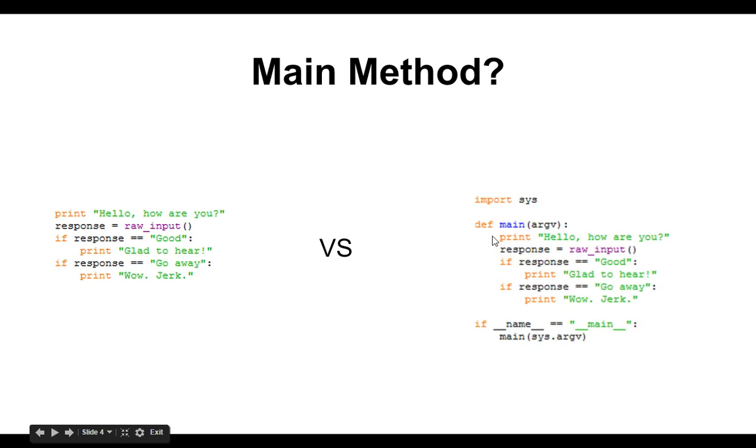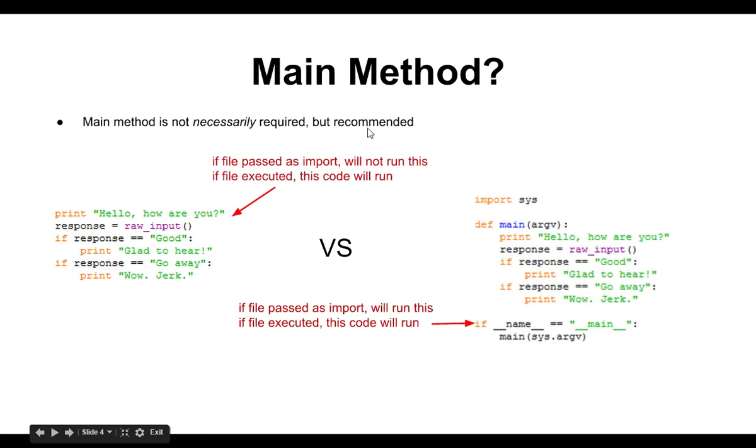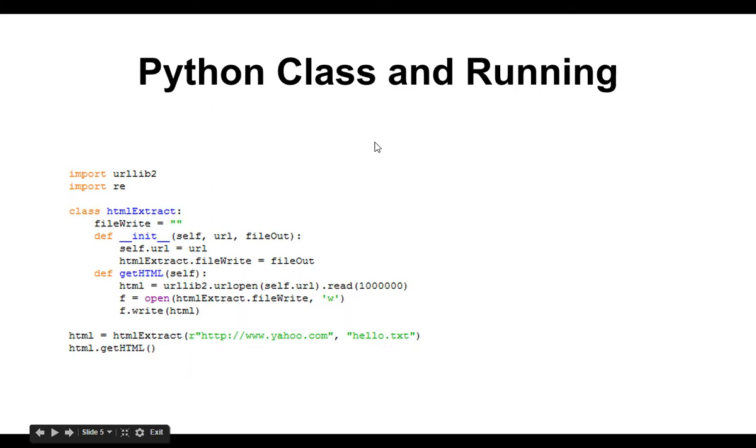Alright, so in Python, main methods are not necessarily required, but they are definitely recommended. So if a file is passed in as an import and there's no main method for it, this code will never be executed on the left side. But on the right side, because there's a method declared as main, and then right here, the lower end, if this file is passed as import, it will actually run as compared to the left side. So it's always safer to have main methods in Python, because if scripts have to use code, you will be able to run the code.